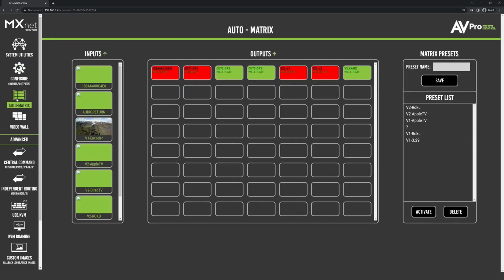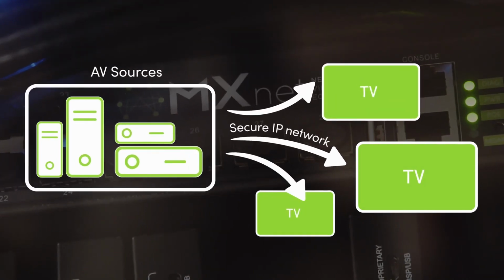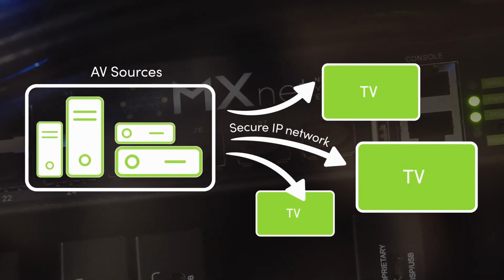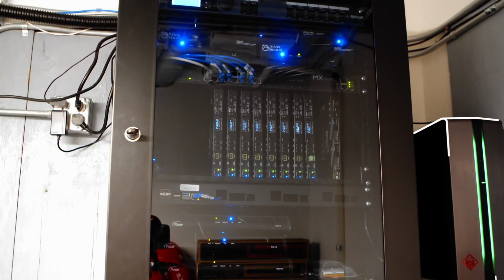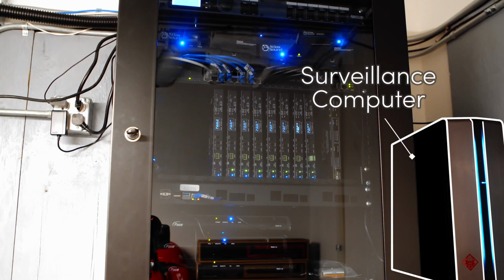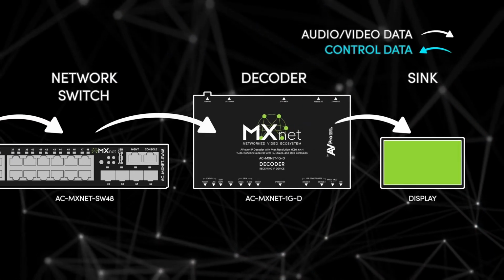AV distribution is relatively straightforward, but controlling distributed AV sources is not as simple because control signals go back to the sources. For example, the audio and video go from the surveillance system source to the display, and the control device signals go back to the source from the display.